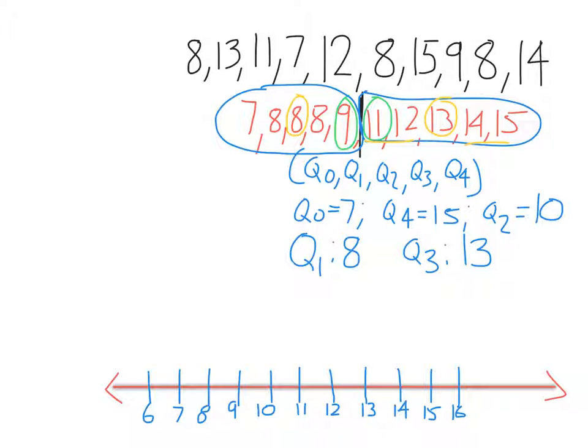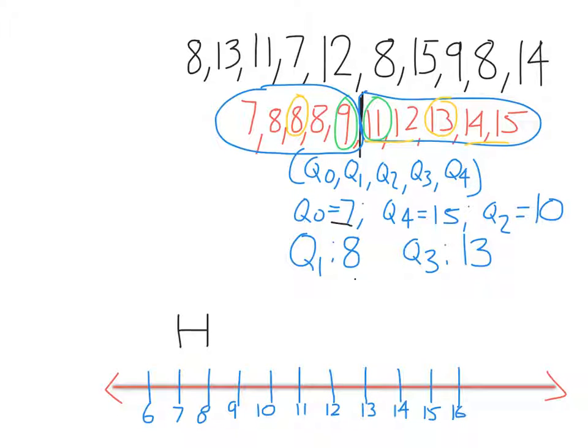So I draw a number line like this. There's no need for me to start at 0. So Q0, the minimum, is 7, so I put a little dash there. Remember, this is the whisker. The lowest 25% of scores are between 7 and 8. So I draw a line up to here at 8.